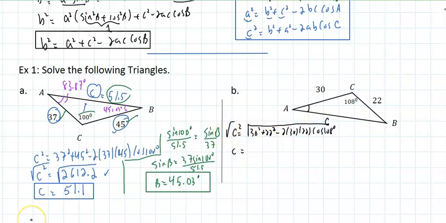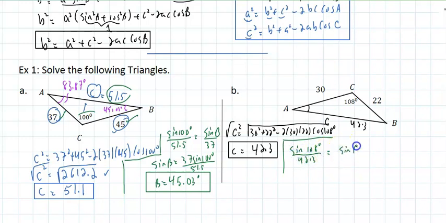And if I plug this in my calculator, 30 squared plus, let me see, I get C to be 42.33. And once I get that, again, I could use the law of cosine, but it's a bit longer to write. Once I get this, I could say, alright, now that I have this, let's go by the sine of 108 degrees to 42.3 equal, let's say, the sine of beta over 30.